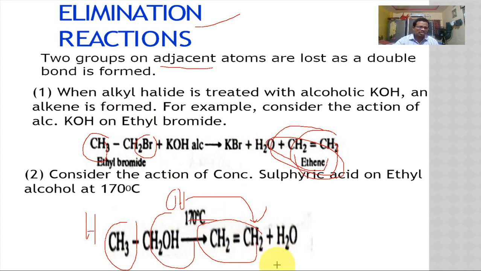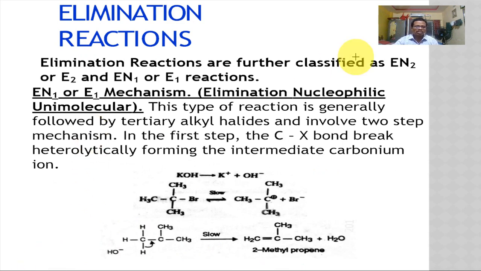Have you observed the common thing? Elimination reactions are nothing but the formation of double bonds. You can simply note a point: elimination reactions are nothing but the preparation of alkenes. Like nucleophilic substitution and addition, there are two types of elimination reactions, E2 and E1. The E1 mechanism is elimination nucleophilic unimolecular. Do you remember from the last class that SN1 means substitution nucleophilic unimolecular?